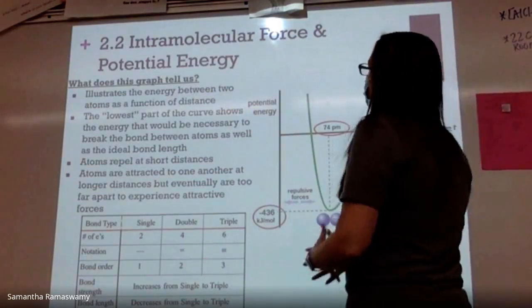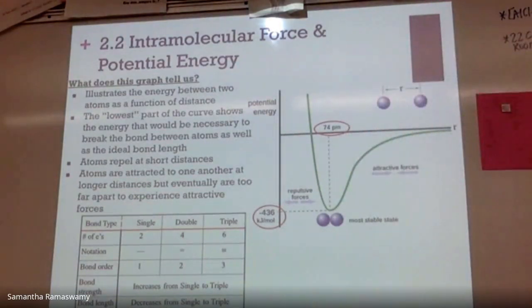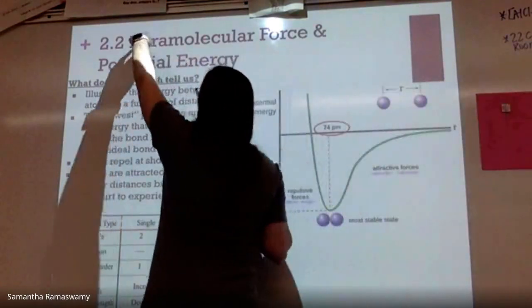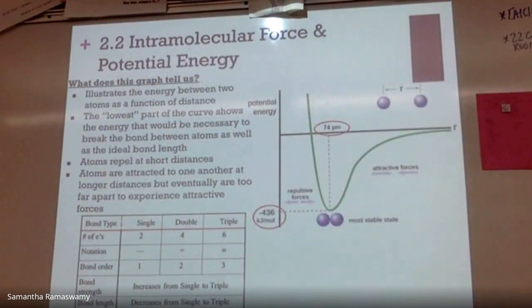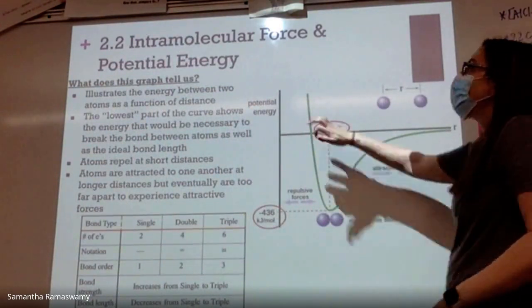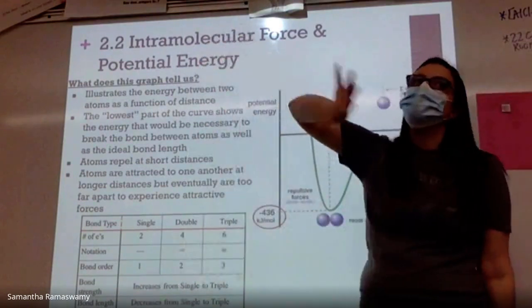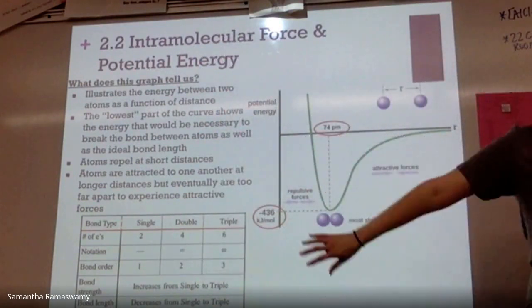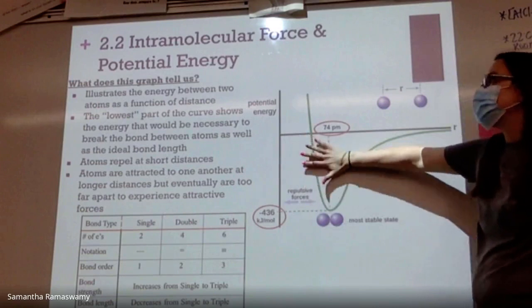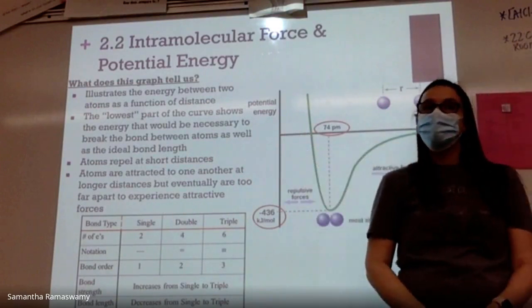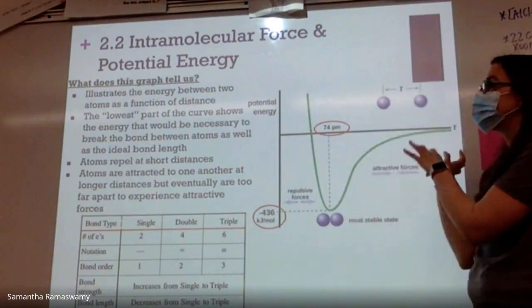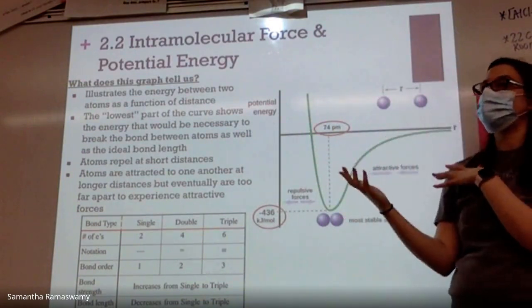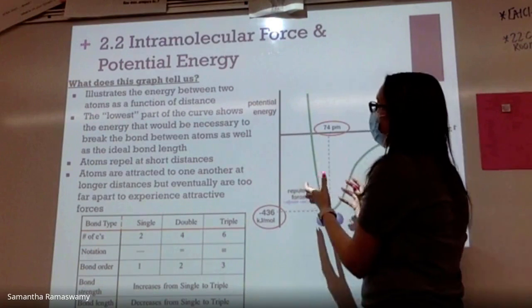So topic 2.2 talks about intramolecular force and potential energy. Intra means within a molecule. A covalent bond is an intramolecular force. If you want to make yourself a note next to 2.2, we looked at graphs like this in chapter 8. Actually, on the next slide is the exact graph that is in chapter 8.